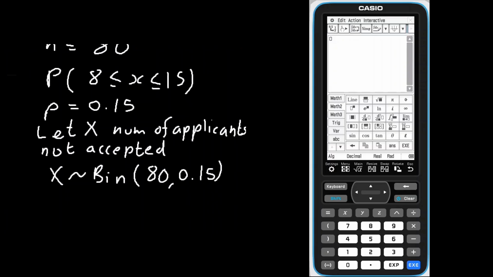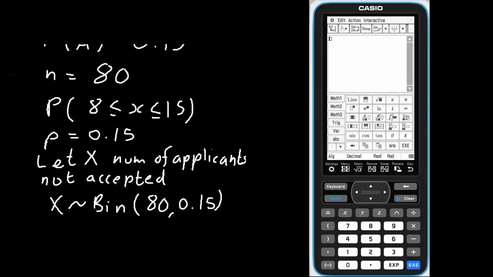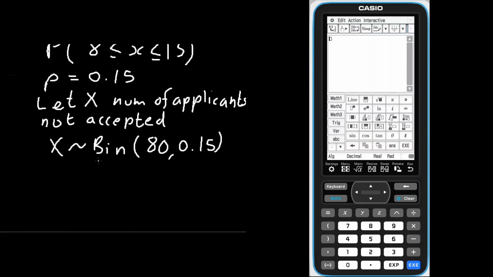And what we need to do here is, we're taking quite a big sample. Because we're taking between 8 and 15, maybe this won't work on the calculator. But what we want to do now is figure out the probability of X, given that we're between 8 and 15. Okay, so let's use the calculator.